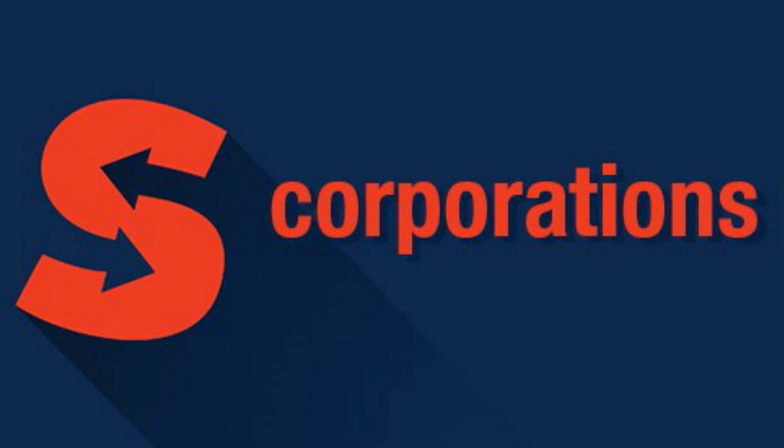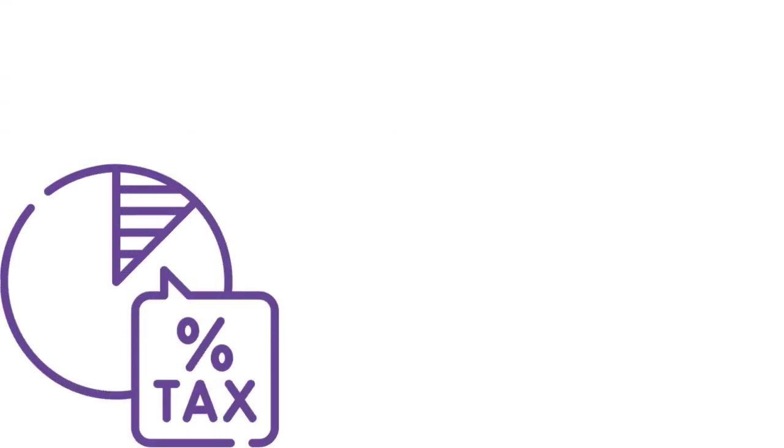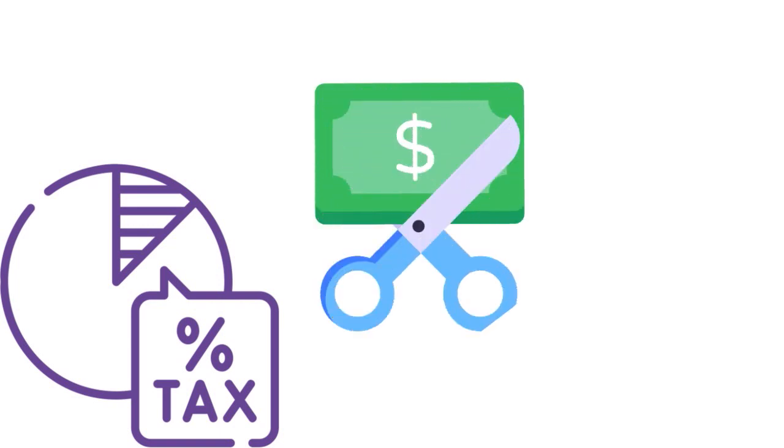So the key characteristic of an S corporation is its pass-through tax structure, which the IRS describes as passing corporate income, losses, deductions, and credits through to shareholders for federal tax purposes.